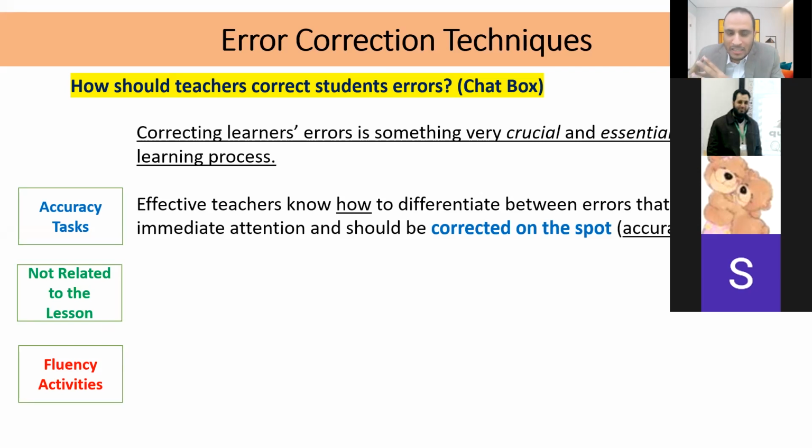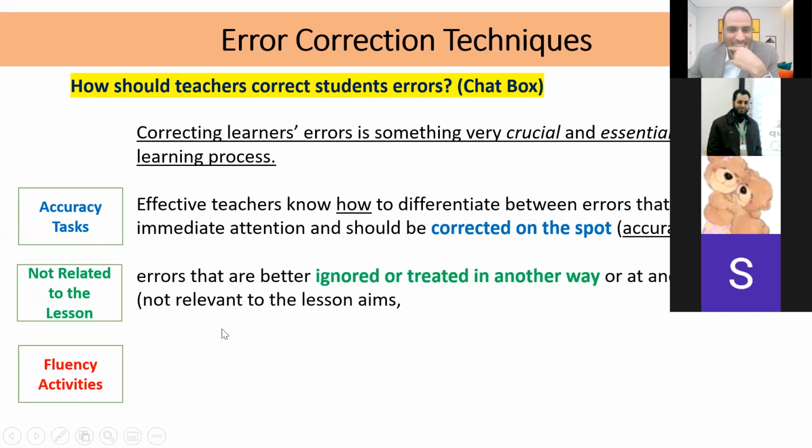What if it's not related to the lesson? We are doing the present simple tense and they are making mistakes with the present perfect. What should we do? You should delay the correction. We should ignore it, not just delay it. Ignore it, yeah. Yes, you should ignore it. We can deal with it in another session or in a different lesson, of course.